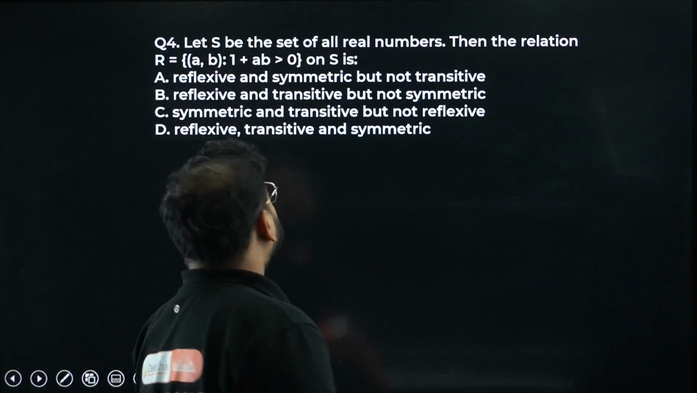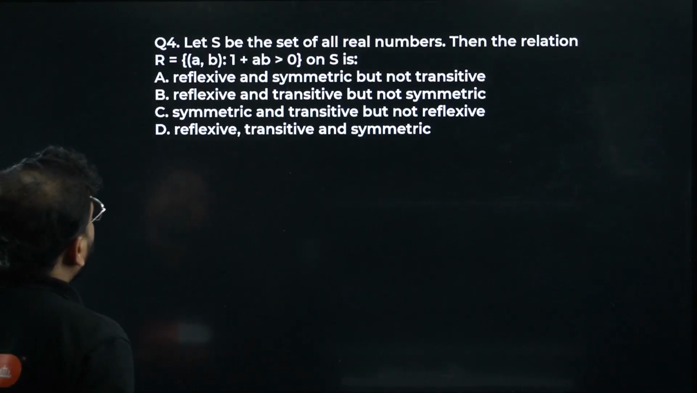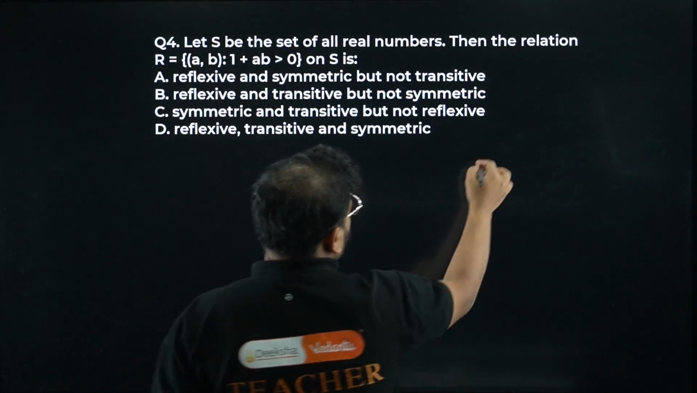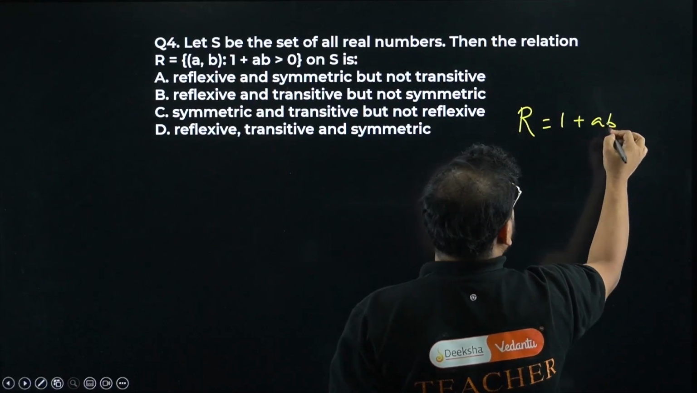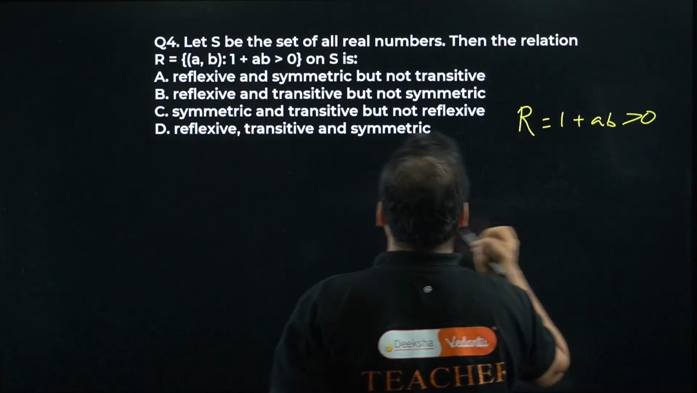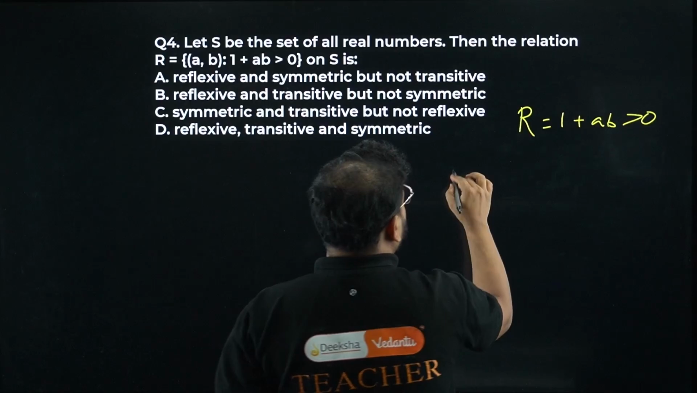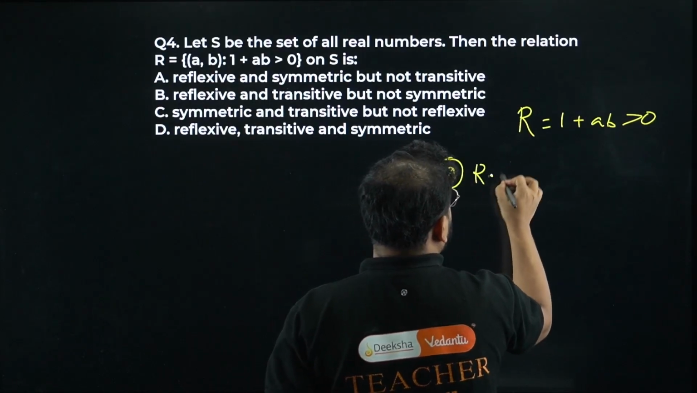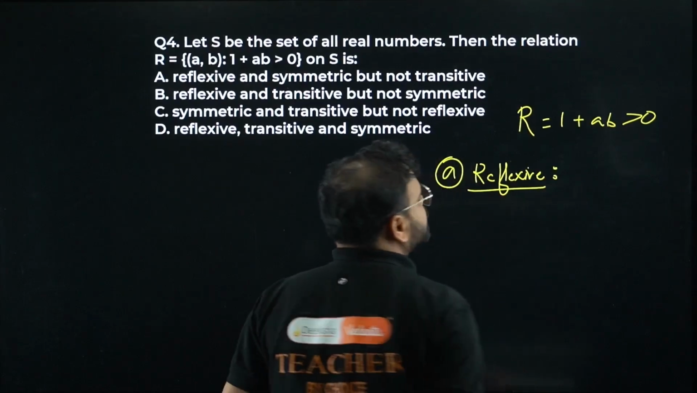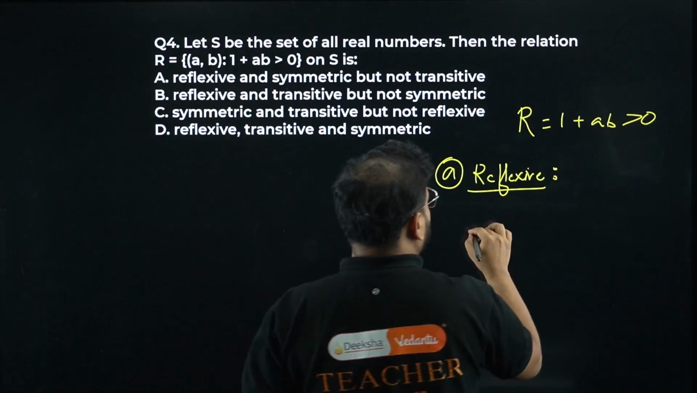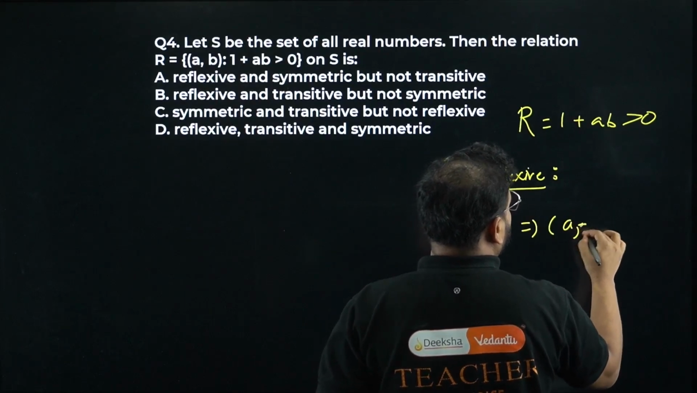Let S be the set of all real numbers, with the relation defined like this: A R B if 1 plus AB is more than 0, meaning positive. So whether it is reflexive, symmetric and so on, we have to check for this. Let's take the first one, which is reflexive. In this case we have to take A R A, basically the ordered pair A comma A.